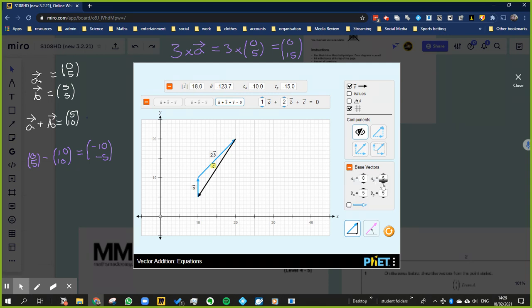You can actually change the values of the vectors themselves, which is quite handy. I didn't know you could do that. Yeah, have a little play with this. Oh, that's quite useful. Have a little play with this yourselves, and then set yourself some problems.